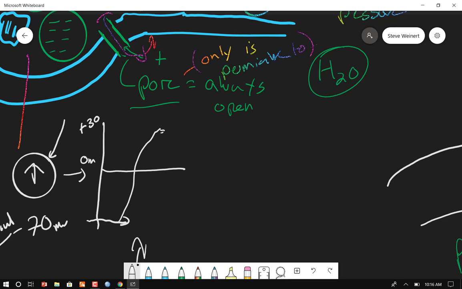Well, the pumps are relative. Mechanical things are much slower than electrical things.